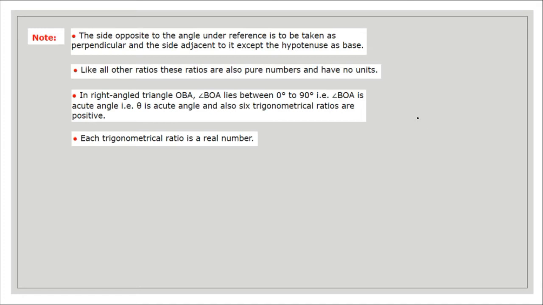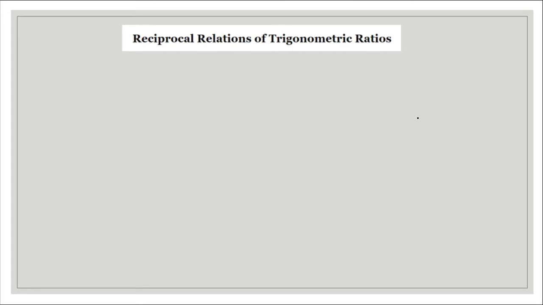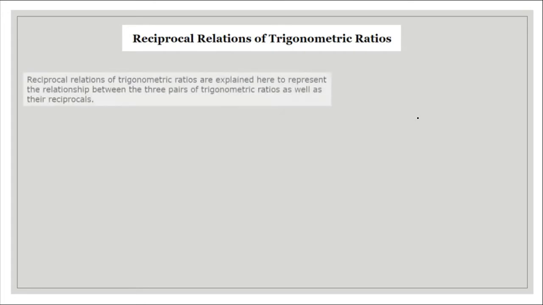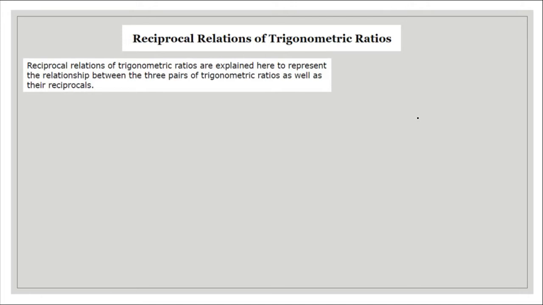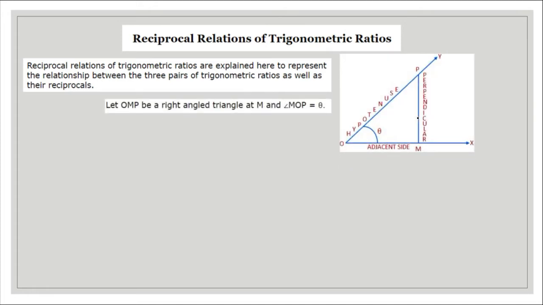Let us learn a concept called reciprocal relation of trigonometric ratios. Reciprocal relations of trigonometric ratios are explained here to represent the relationship between the 3 pairs of trigonometric ratios as well as their reciprocals. For that, I am considering this figure. In this figure, you can observe the adjacent side, perpendicular, hypotenuse are mentioned. The angle PMO is a right angle, it's 90 degrees, and this angle MOP is theta, an acute angle.